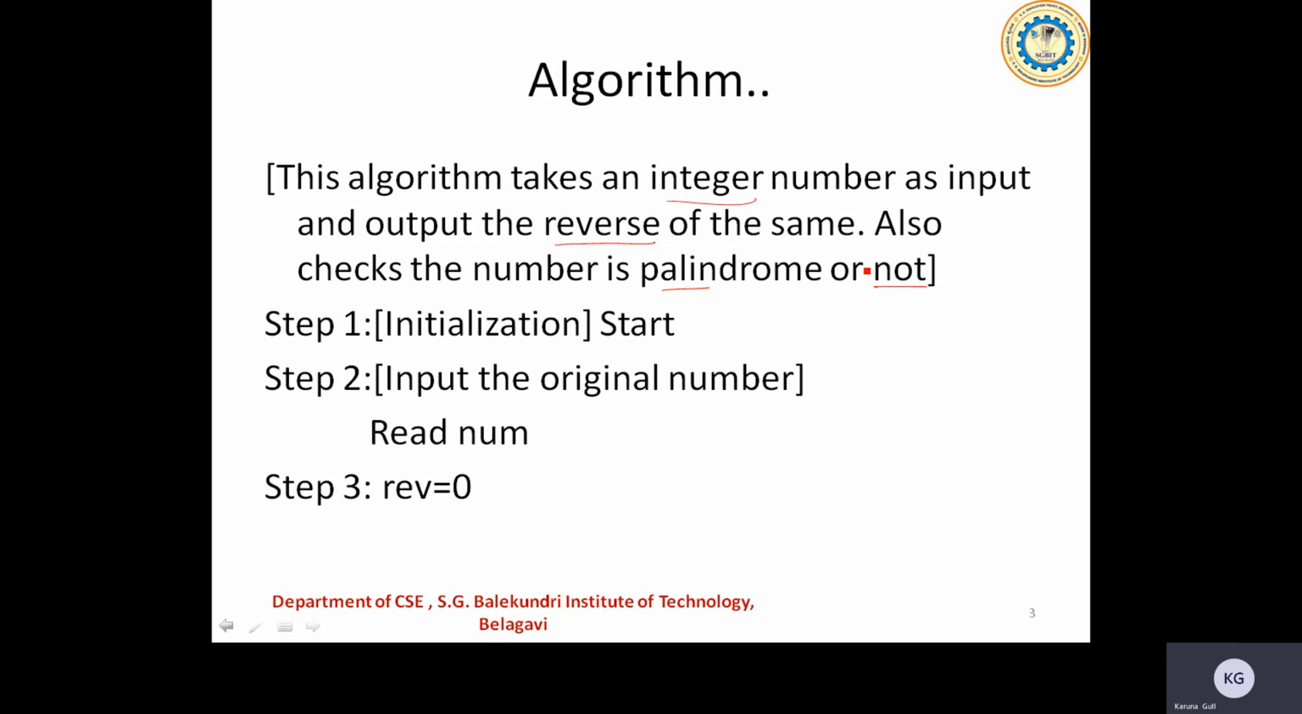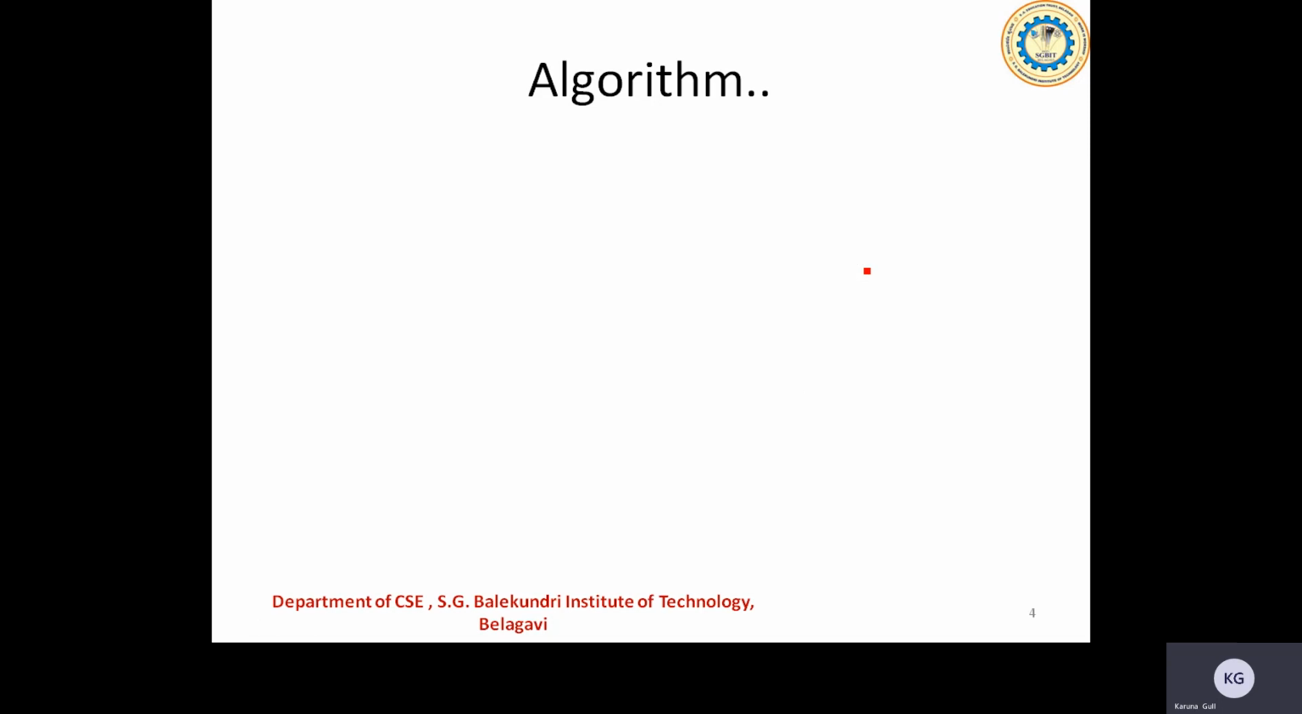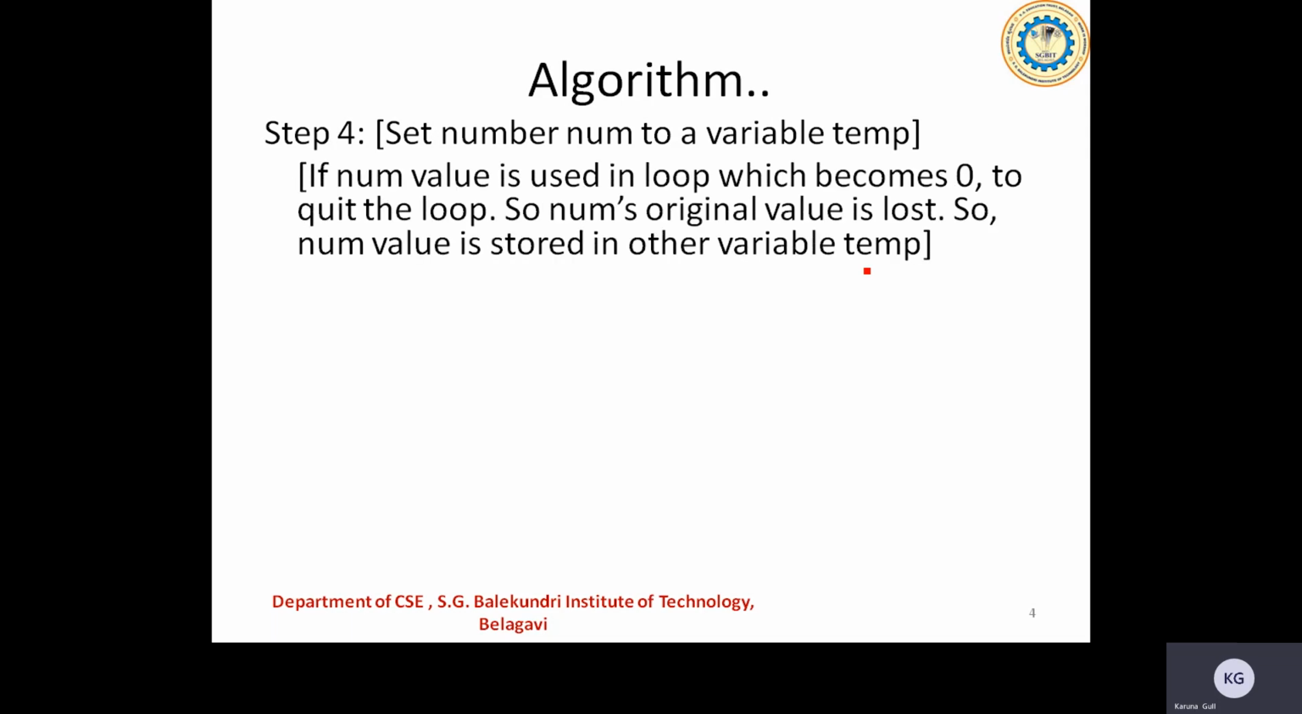To do that, initially I'll be initializing reverse equal to 0, so that whenever I take the units place data, I can shift it towards the left side with the help of this reverse value, right? Okay, so next I'll be storing the given data inside another variable. I call it the temporary variable, right?